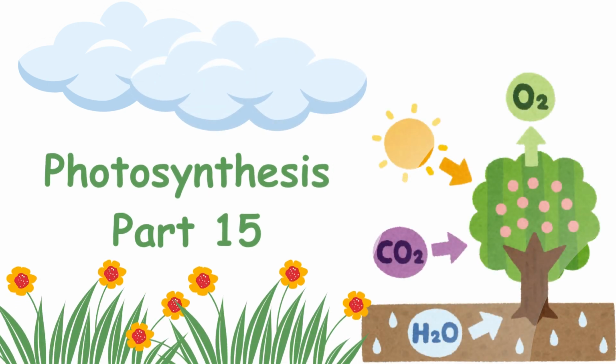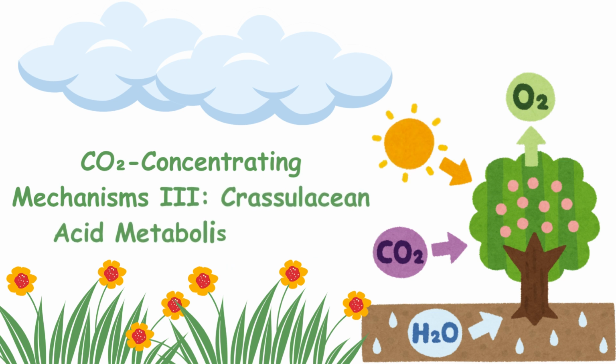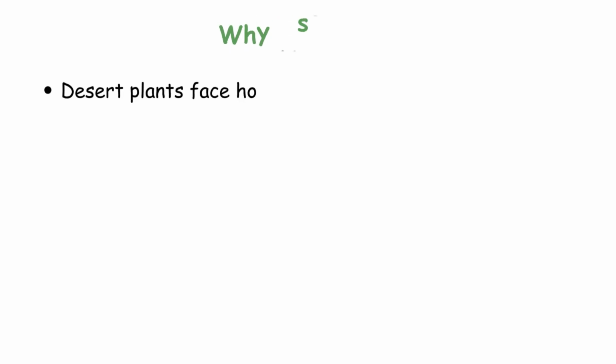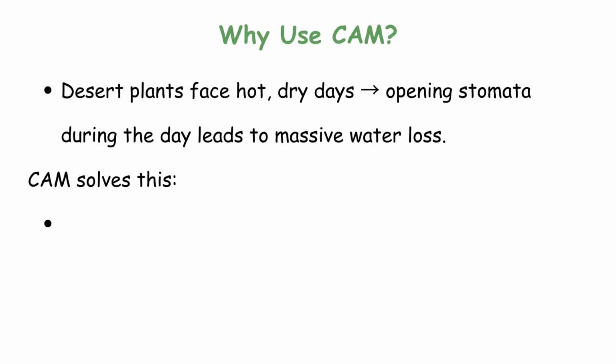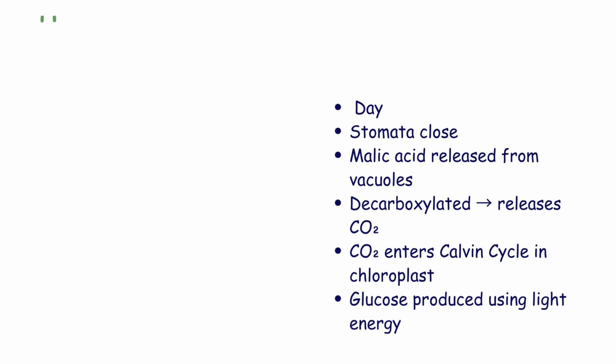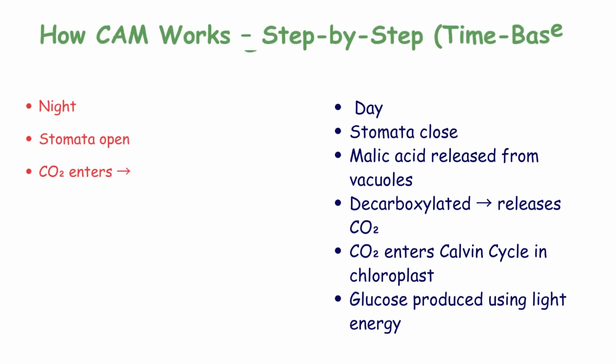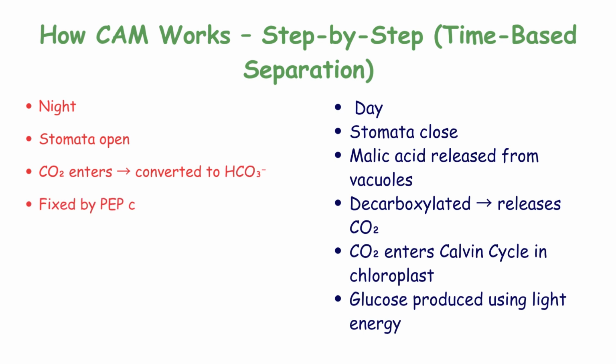What if plants could photosynthesize with their mouths closed during the day to save water while still making sugar? That's exactly what desert plants do using a strategy called CAM photosynthesis. In this video, we break down how it works step by step, no prior knowledge needed.